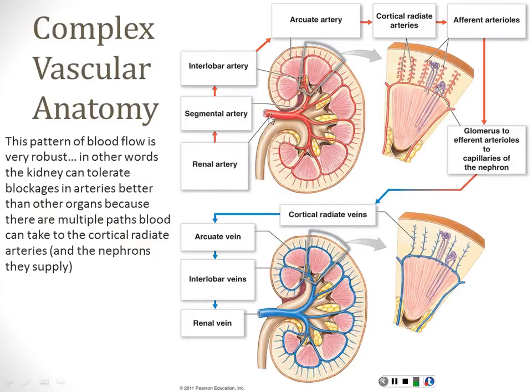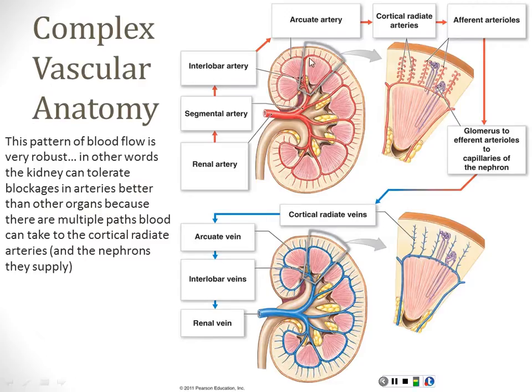Okay, so here's the renal artery coming from the aorta. It enters the hilum, and it divides into the segmental arteries. So we get a couple of those. And then running through each column is an interlobar artery. So that's this, and so on. Now this is where it gets a little unusual. The interlobar arteries are connected to one another by this arch-like artery that we call the arcuate artery. That just means arched. So we have this interconnection.